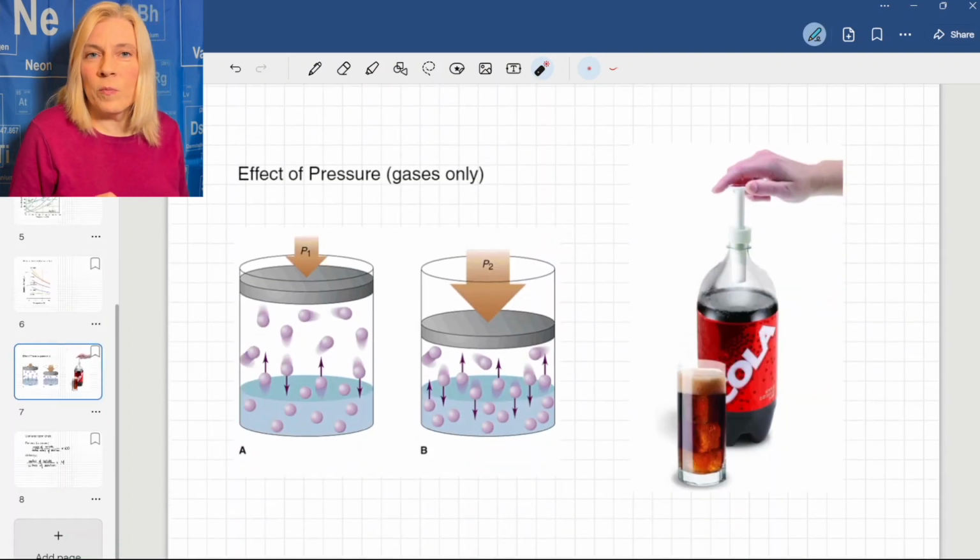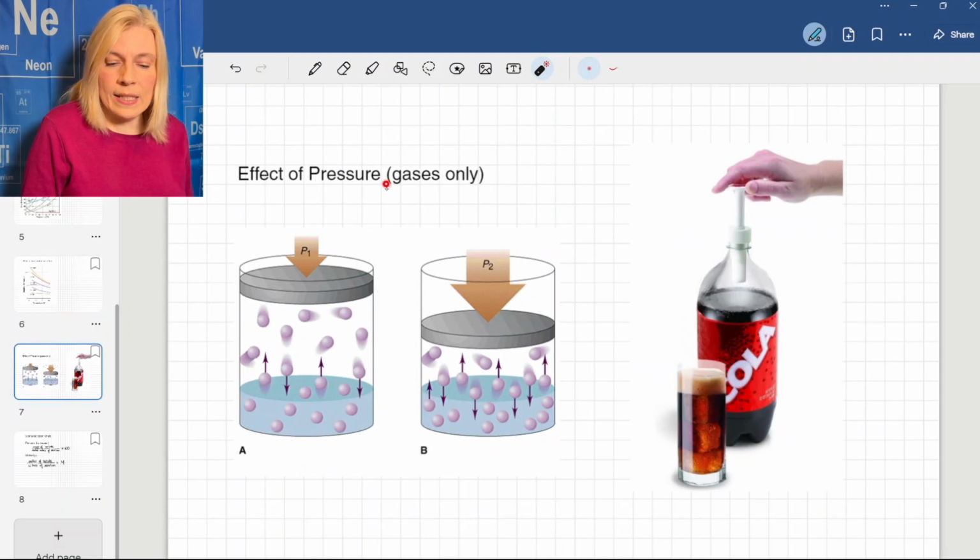What is the effect of pressure on solution? Well, this only works for gases. Let's look at pictures A and B. Here is my solvent, water, and here is some gas. Let's say it's nitrogen gas. This gas will also just escape, it also evaporates, so I have some gas above.